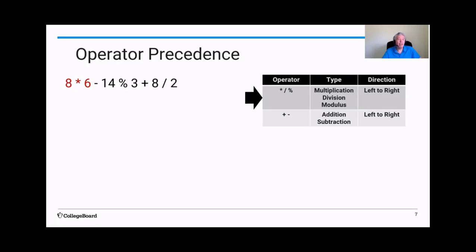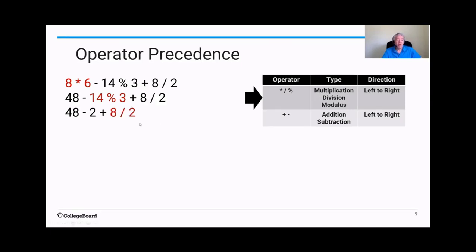Now, the first thing we find is 8 times 6. Okay, so we have to evaluate that before we can move on. 8 times 6 becomes 48. So as we continue to move across, we find 14 modulus 3. Now, notice that it doesn't do them in a specific order. We're not going to look for multiplication and then go back and look for division and then go back and look for modulus. They all carry the same precedence, so it's whatever order I find them as I move left to right. If you think back to what we did in video 1 for topic 1.3, modulus gives us the remainder. So 14 modulus 3 is going to give us a result of 2.